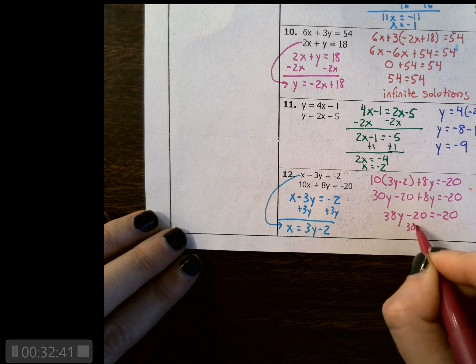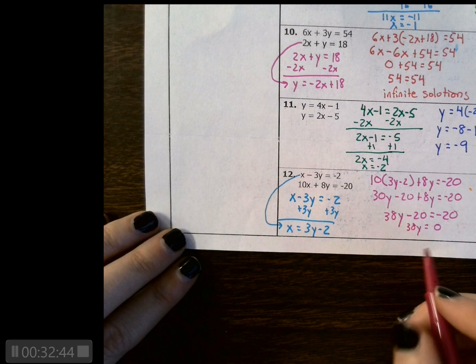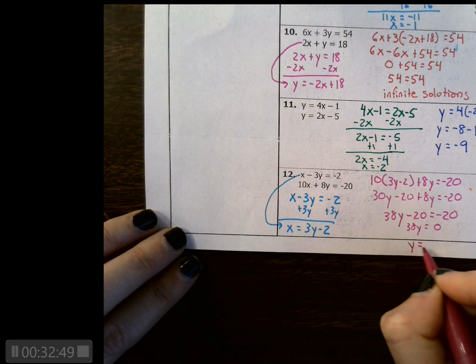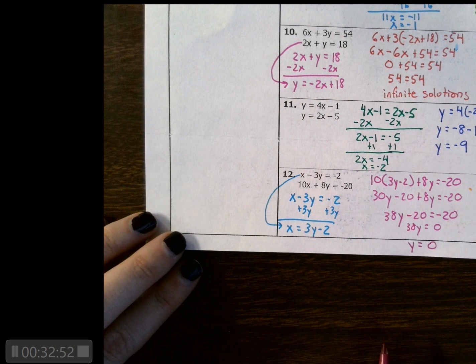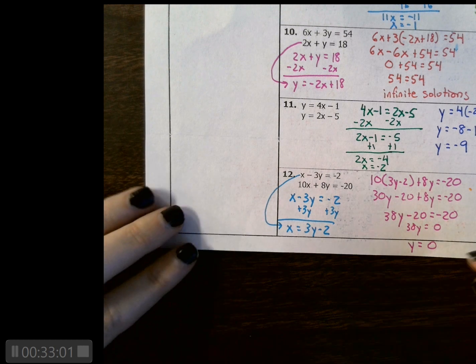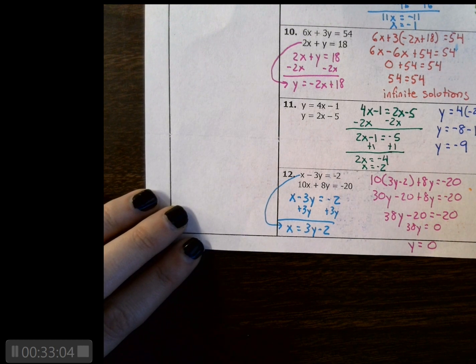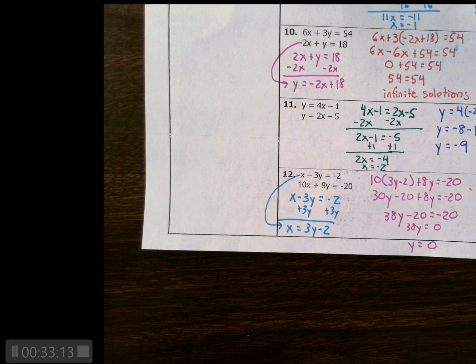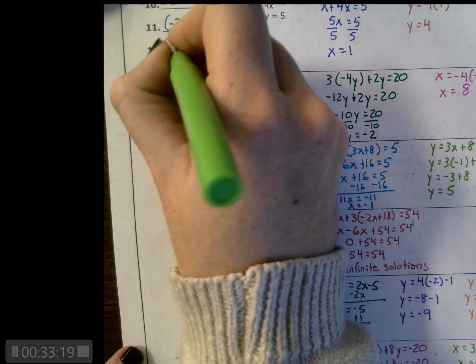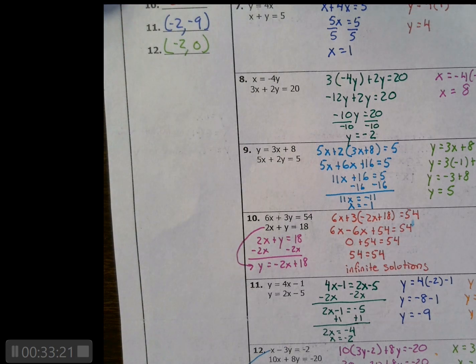So when we add 20 to both sides, we're going to get 38y equals 0. And then we are going to divide by 38 on both sides. So we are actually going to get y equals 0. Okay? Which is still an answer. Alright, so now we're going to go back to our equation from step 1. So x equals 3 times 0 minus 2. X equals 0 minus 2. X equals negative 2. Okay? So then our answer, way up here, is going to be negative 2, 0.